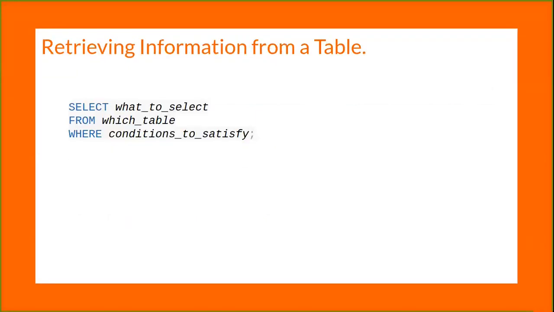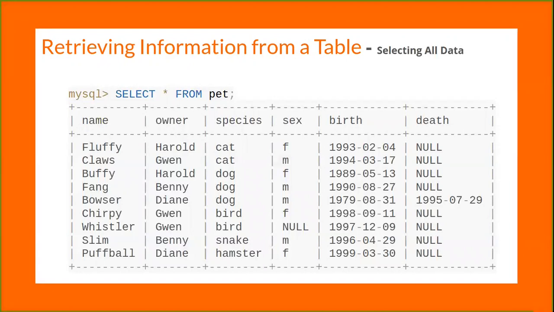The next topic is retrieving information from a table. The SELECT statement is used to pull information from a table. The general form of the statement is SELECT, what to select, FROM, which table, followed by WHERE, what conditions to satisfy. Finally, the terminating semicolon. If you wish to select all the data, the simplest form of SELECT retrieves everything from a table: SELECT * FROM table name followed by a semicolon. This form of SELECT is useful if you want to retrieve the entire table, for example after you have just loaded it with your initial dataset.